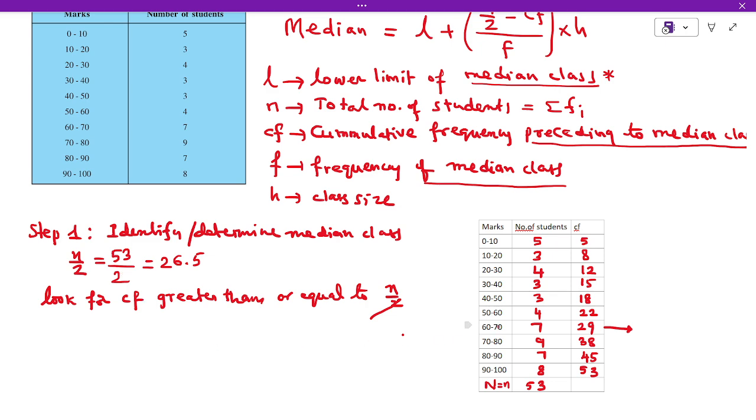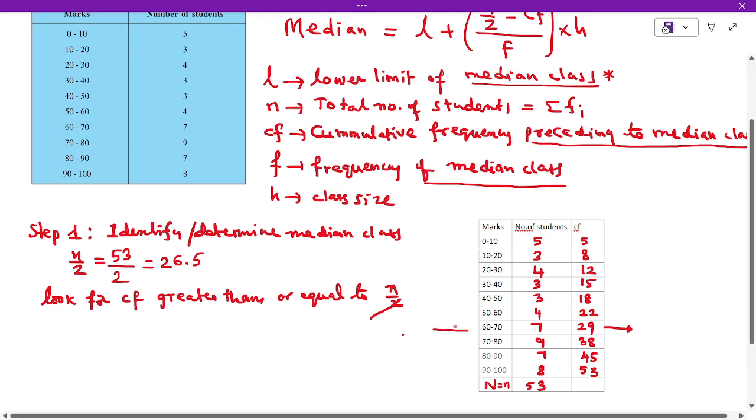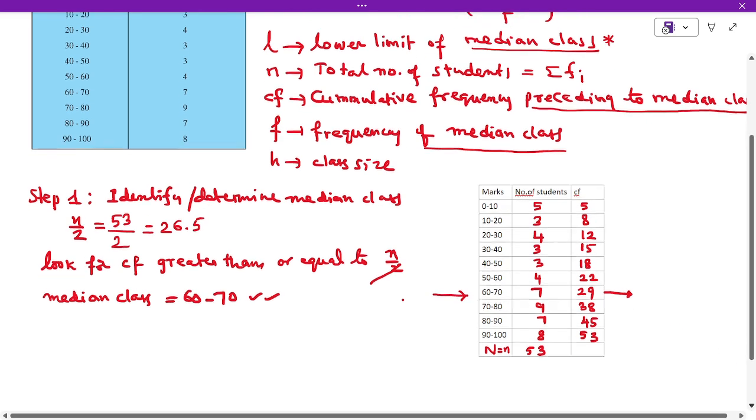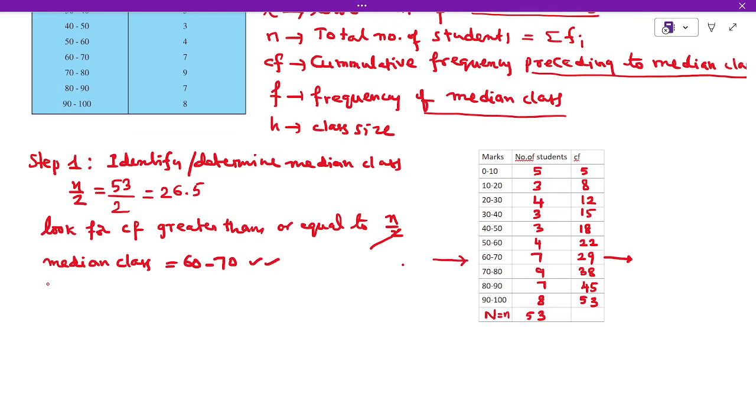So the corresponding class interval is the median class. Therefore the median class is how much? 60 to 70. This is very important. Now we just write only the values. L is nothing but the lower limit of the median class. So the lower limit is 60.